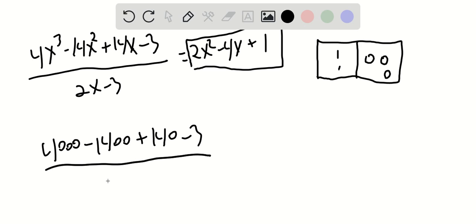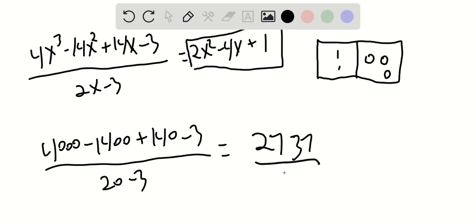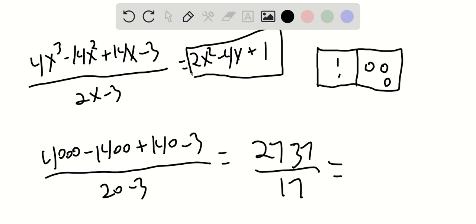So that would be 2 times 10, which would be 20, and then minus 3. So this is equal to 4,000 minus 1,400 plus 140 minus 3. That, I believe, is 2,737. And we are dividing this by 20 minus 3, which is 17. And we see that it's equal to this right here, 2x squared minus 4x plus 1.